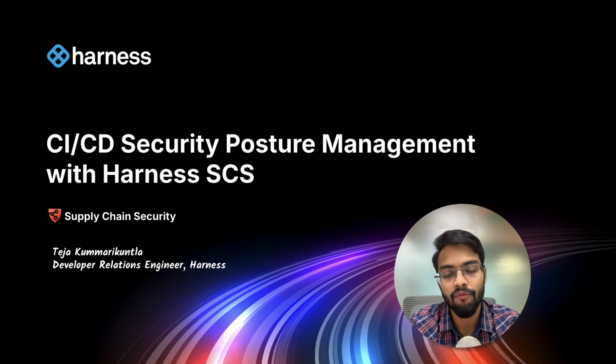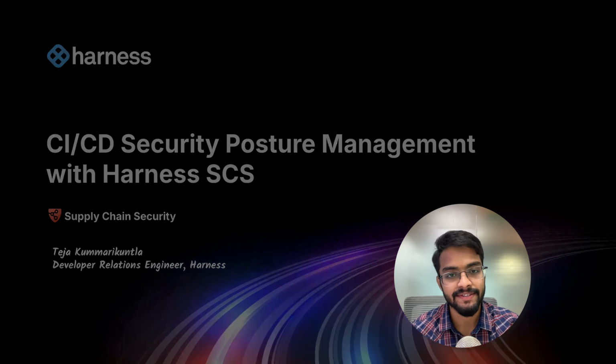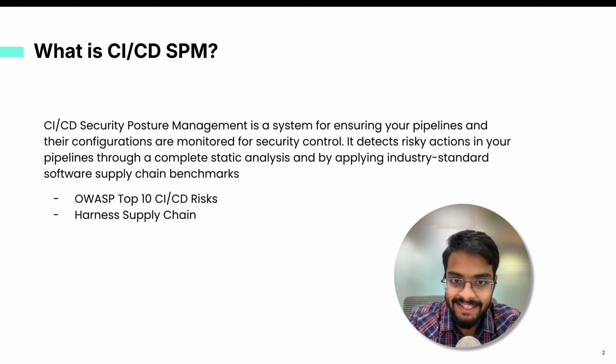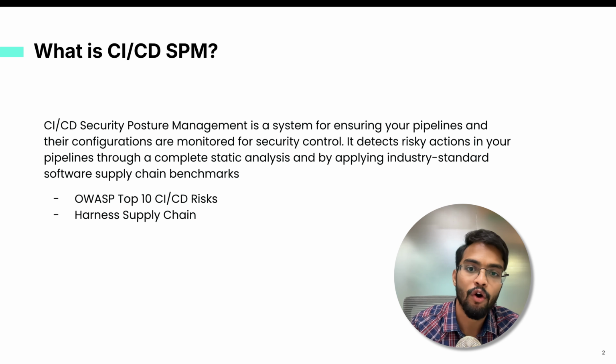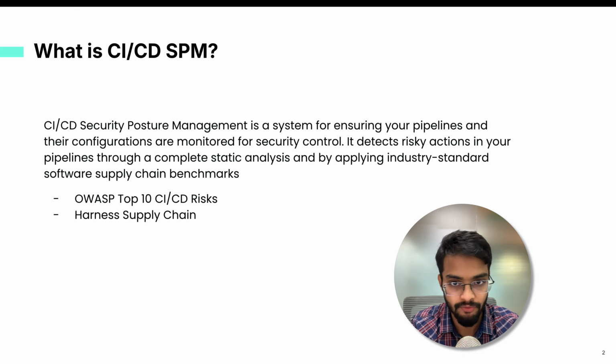In this video, we're going to talk about CI/CD security posture management with Harness SCS. Before we jump into the details, let's take a look at what it actually is. CI/CD security posture management is a system for ensuring your pipelines and their configurations are monitored for security control. It will detect all the risky actions in your pipelines through a complete static analysis, by applying industry standard software supply chain benchmarks such as OWASP Top 10 CI/CD risks and Harness's own supply chain benchmarks.